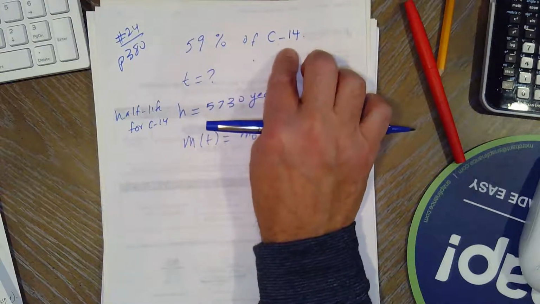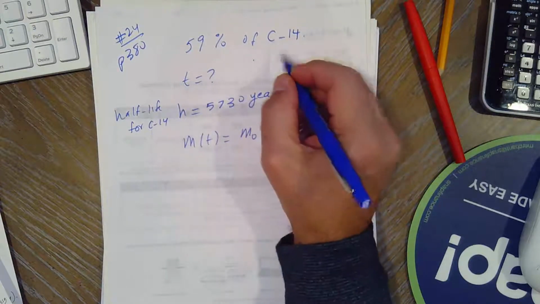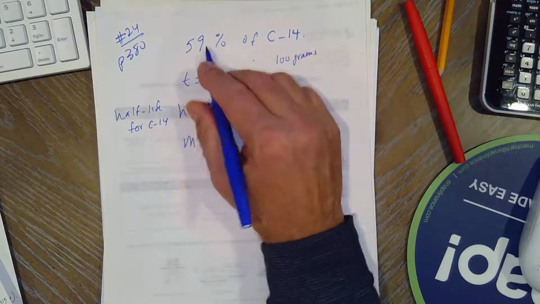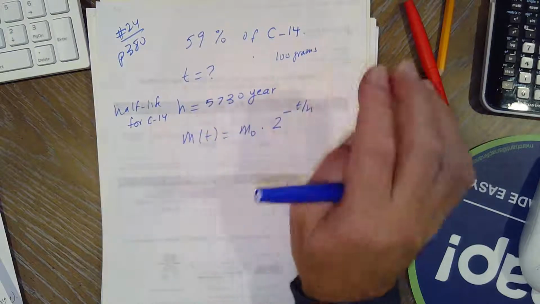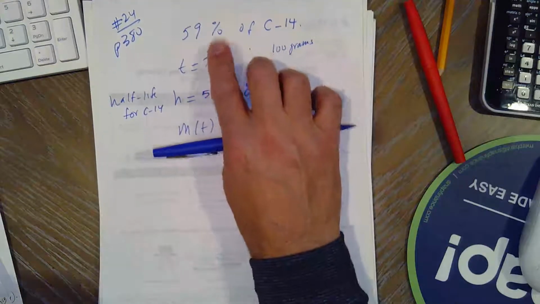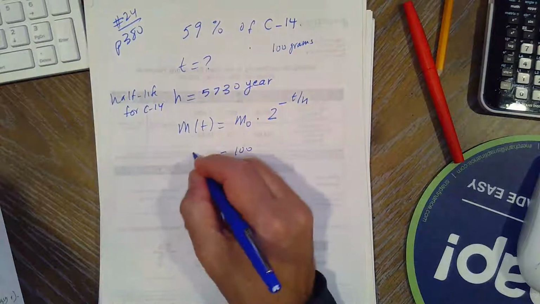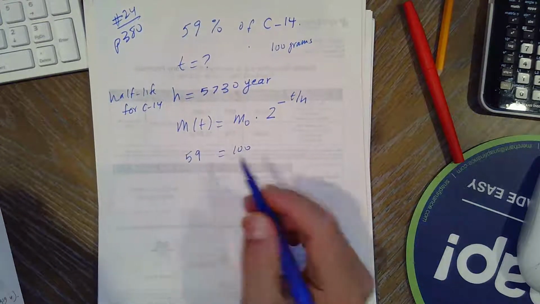59% of the initial amount of C14 remains. So basically, if they had 100 grams initially, what remains? Remember, we're always interested in what remains, not what decayed. So they give us what remains, which is good. If you start with 100 grams, then 59 grams remain. If you divide by 100, you get 0.59.